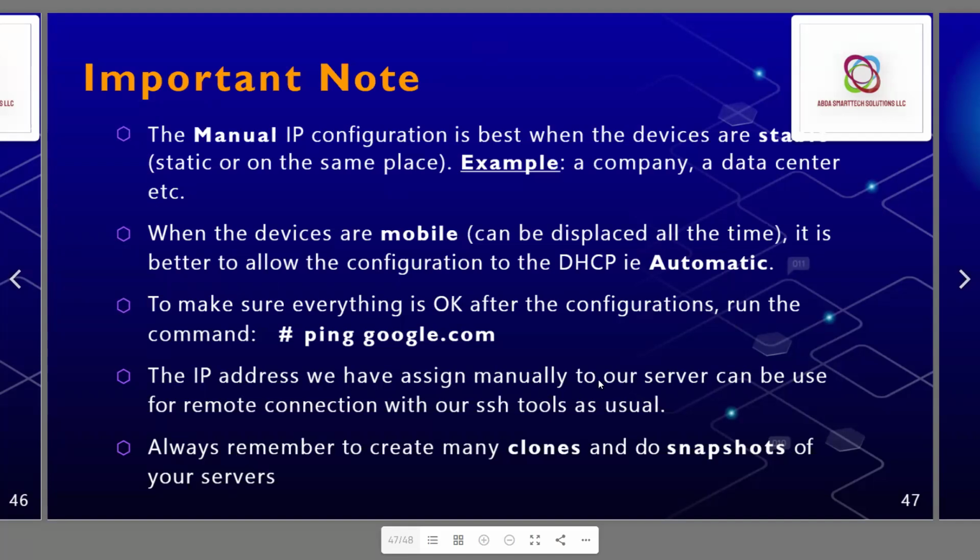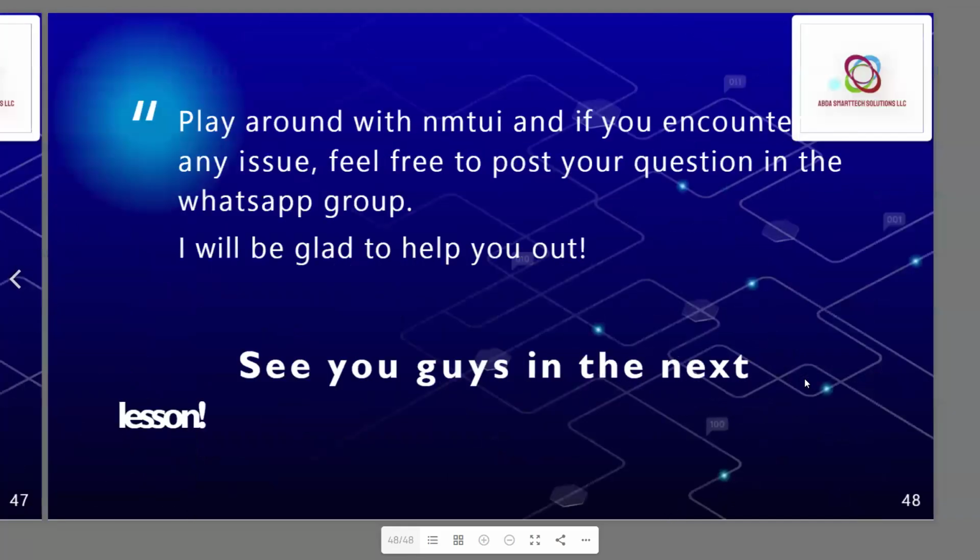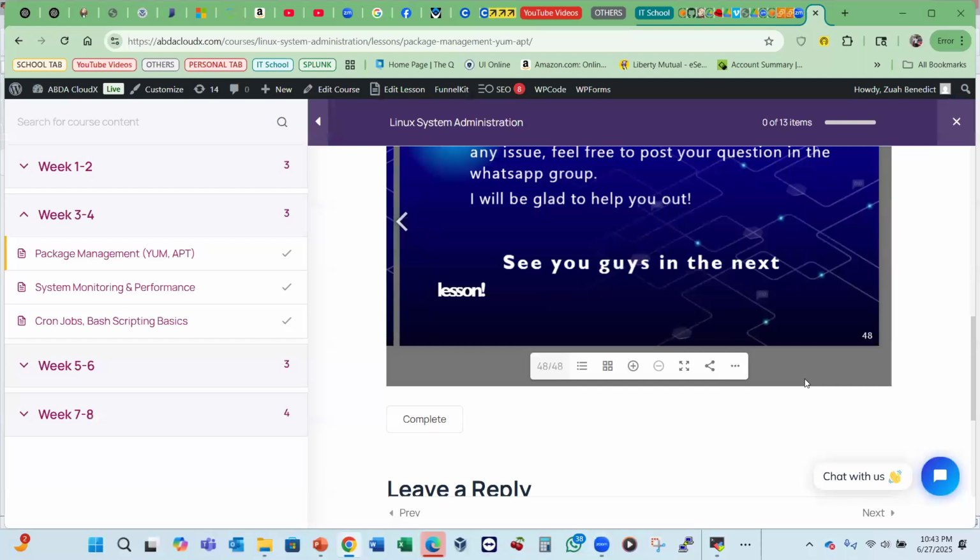The IP address we have assigned manually to our server can be used for remote connection with SSH as usual. Always remember to create many clones and do snapshots of your server. Cloning and snapshotting, we do that on VirtualBox. We're not using VirtualBox right now, but you can also clone in the cloud as well. Cloning means just making a copy of the server. All right, so play around with nmtui, and if you encounter any issue, feel free to post the questions in the WhatsApp group, and we'll be glad to help. So see you guys in the next class.